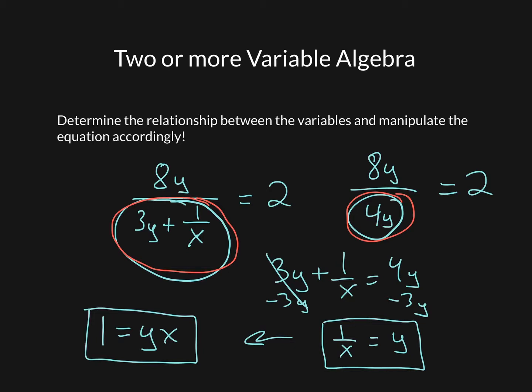So once again, if they ask you for the relationship between x and y in a problem like this, the easiest and fastest way to solve this problem would be to just ignore everything here and realize that 8y divided by 4y gives you the 2. So then we can set 3y plus 1 over x equal to 4y, solve for that, and then we know that the relationship between y and x has to be y equals 1 over x, or y times x equals 1.